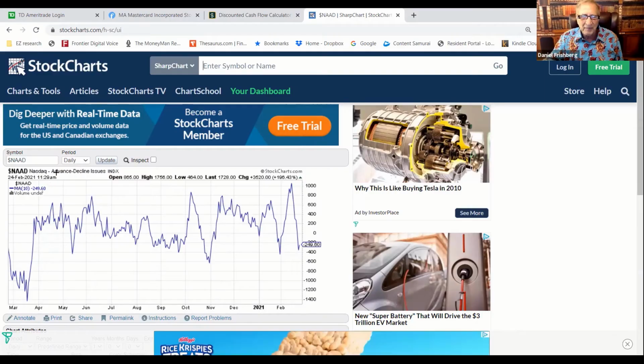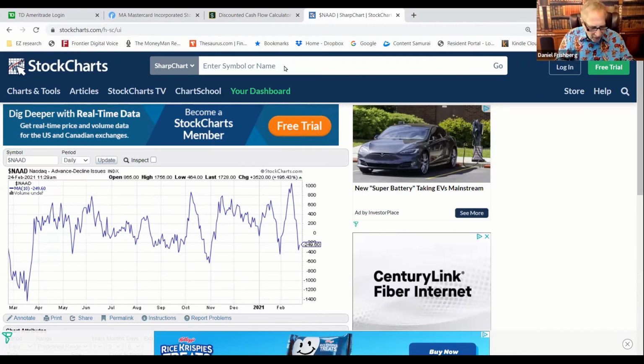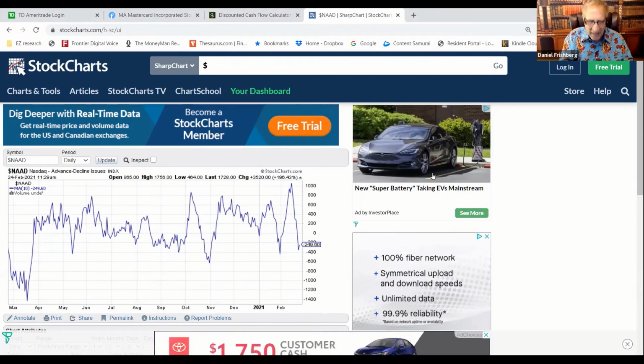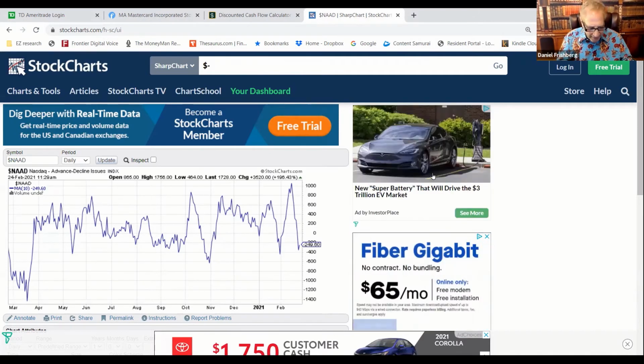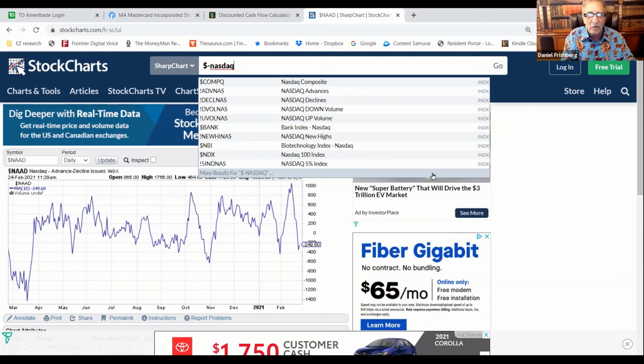I'm Dan Frischberg. You can do the same thing with advancing volume minus declining volume. And it's worth it to look at both of them, actually, and get a feeling for that. Usually they correlate, but sometimes they don't. And when they don't, that's also interesting. The way we do this is I'm going to put a dollar sign, and that tells this thing that we're looking at an index, not a particular company. And then I'm going to say this is the NASDAQ or the New York Stock Exchange, either one. I like to look at both of them.